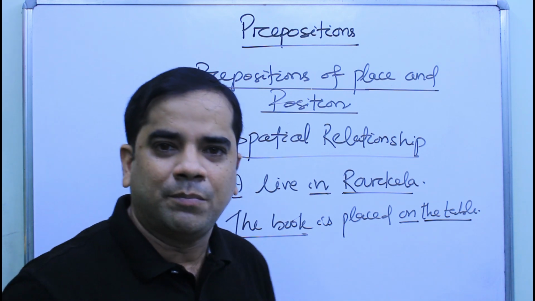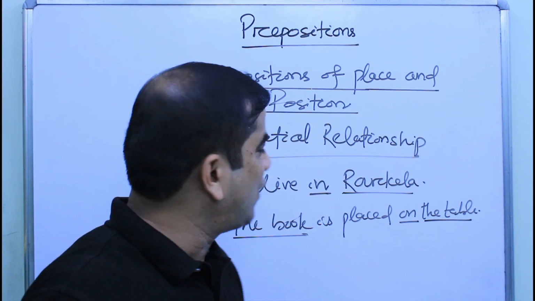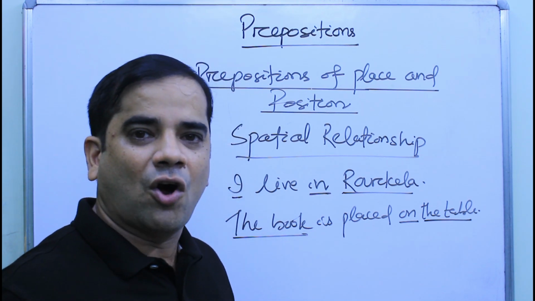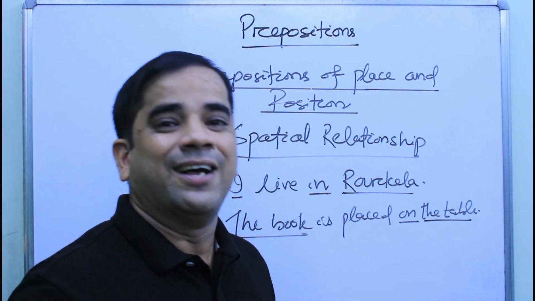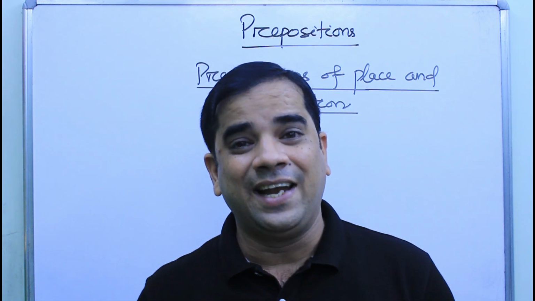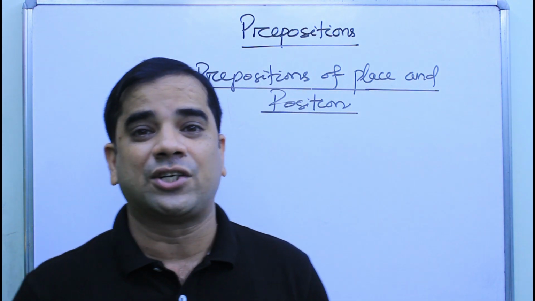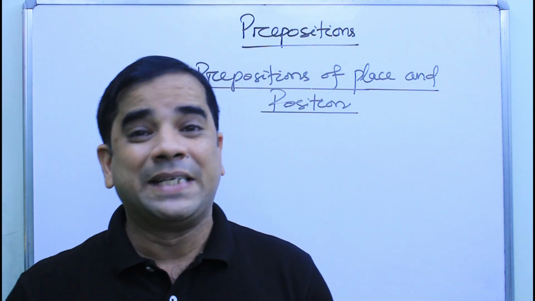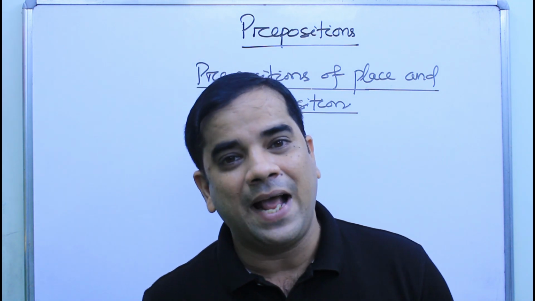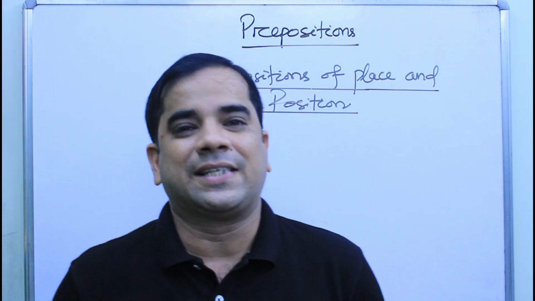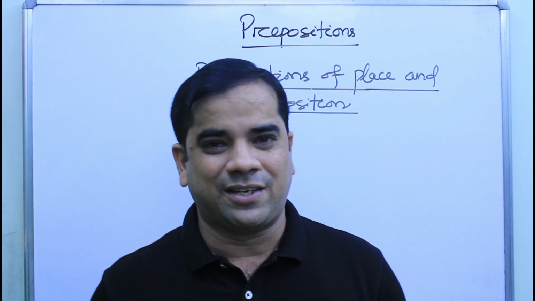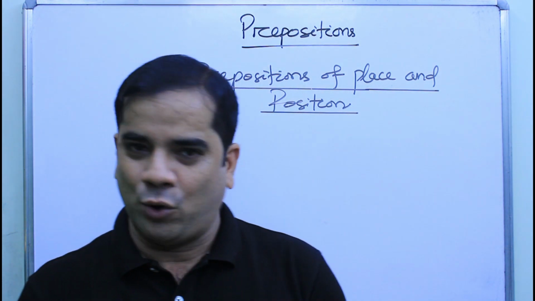Okay. So these kinds of prepositions which refer to the position or place of nouns and pronouns are called prepositions of spatial relationship. Students, words like on, in, at, behind, in front of, over, under, beside, next to are called prepositions of place and position, or we can say prepositions of spatial relationship. So, let us now discuss the uses of some of the prepositions.